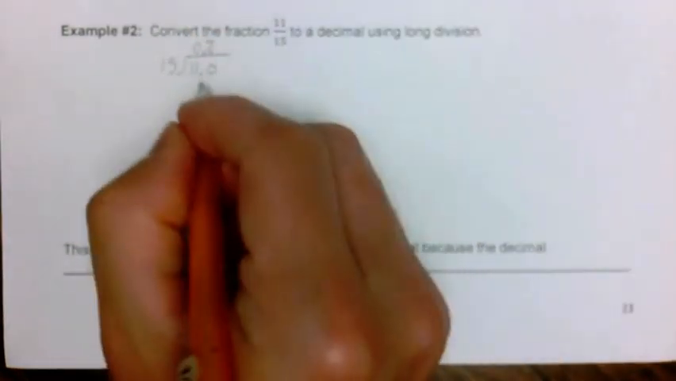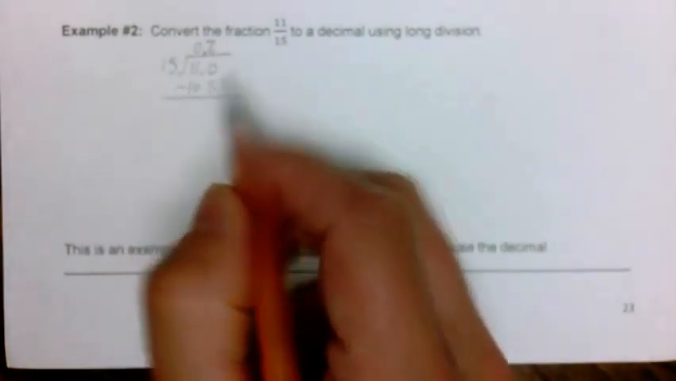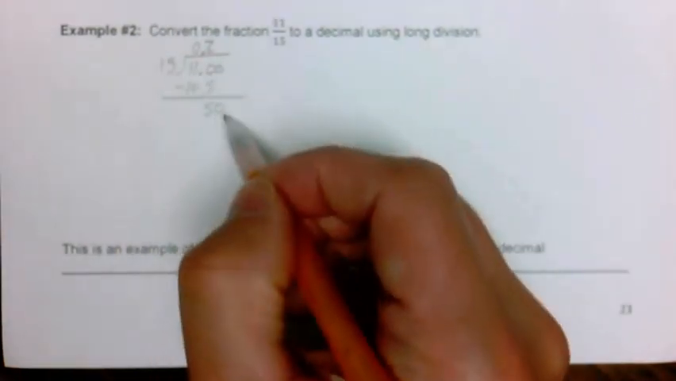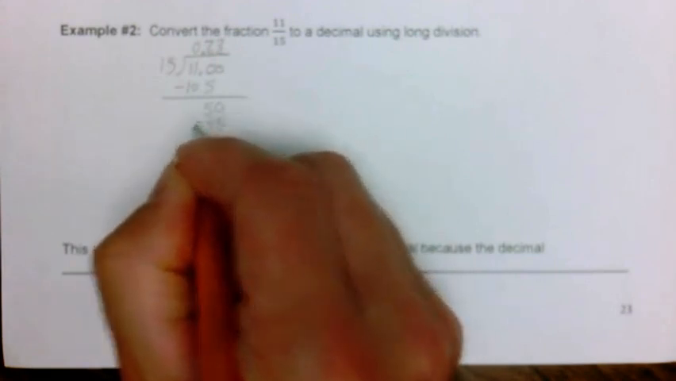15 goes into 110, 7 times. That was my mistake earlier. 7 times 15 is 105. And if I do 110 minus 105, I'm left with 5. Let's add a 0 and bring it down. 15 goes into 50 3 times. 3 times 15 is 45. And when I subtract, I'm left with 5.